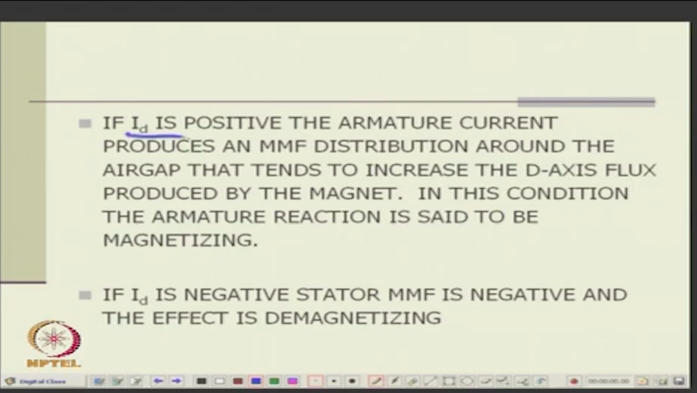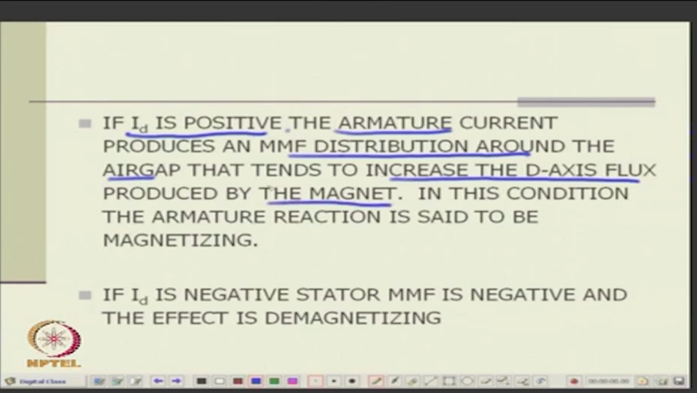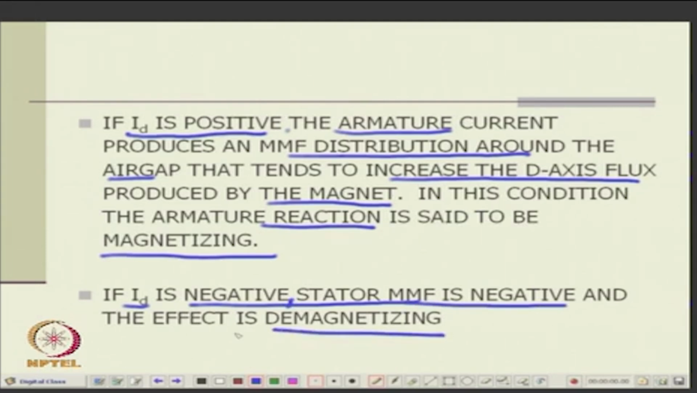So, ID is positive. If ID is positive, the armature current produces an MMF distribution around the air gap that tends to increase the d axis flux produced by the magnet. In this condition, armature reaction is a magnetizing reaction. And if ID is negative, MMF is negative and it has a demagnetizing effect. We are repeating the same thing.